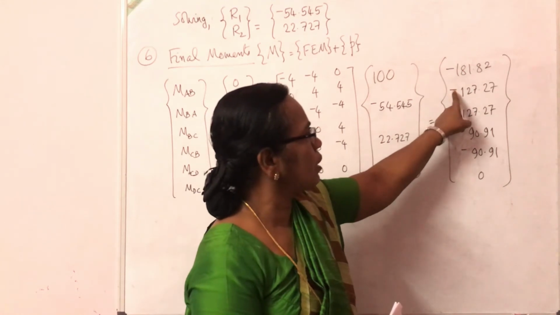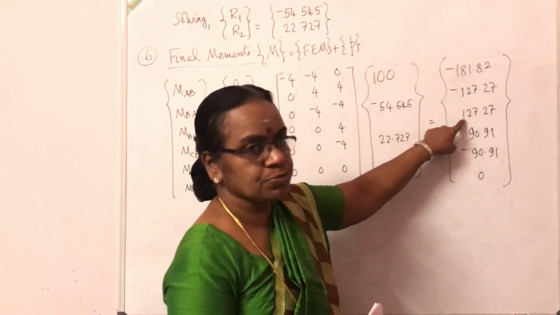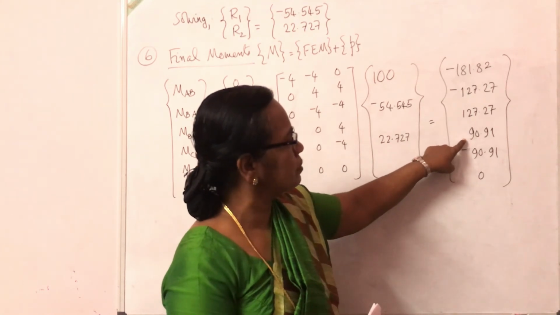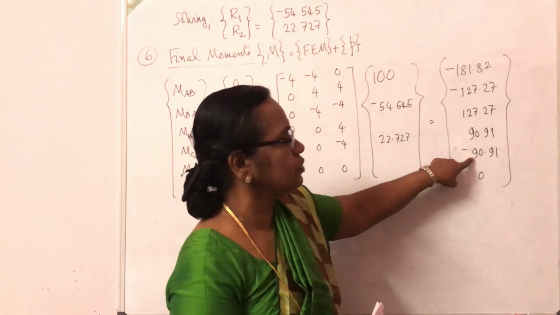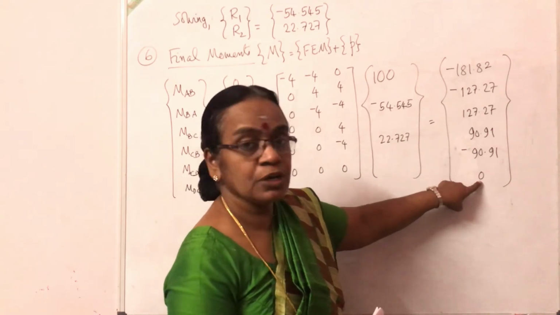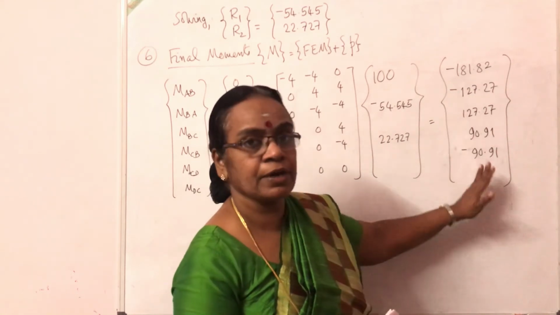At joint B, if MBA is minus 127, MBC should be plus 127. MCB is 90, MCD should be minus 90, and the support D was a hinged end, so the moment should be 0. If all the calculations are right, you will get the final answer.